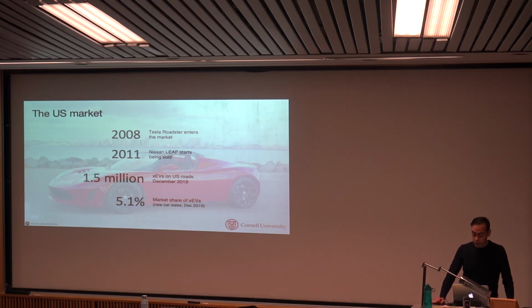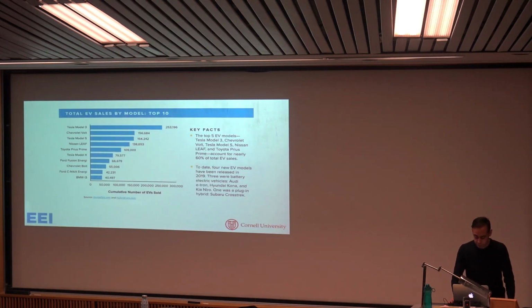In the specific month of December 2019, the market share of electric cars, plug-in hybrids and fully electric, represented 5.1% of new cars being sold in the US. This graph shows cars by model. The one that has led the market in the US is the Tesla Model 3, a very interesting case from a marketing perspective as well, followed by the Chevy Volt.